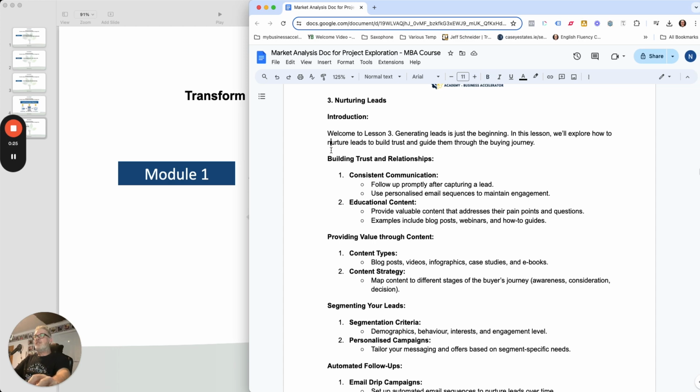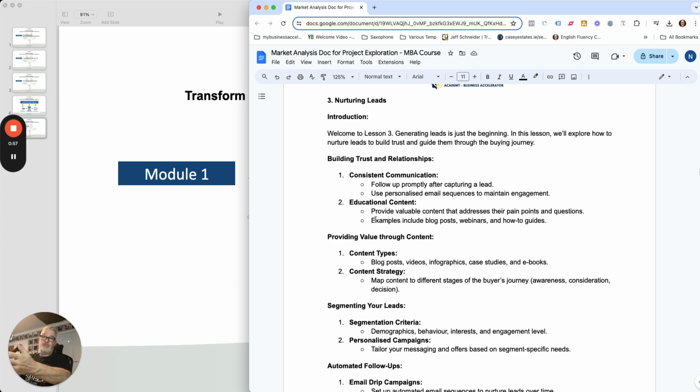my notes here. So first of all, obviously, we're going to need to build trust and build relationships. That's kind of a really necessary part of the sales process. You know, people are not going to do business with you unless they trust you. So we need to figure out a way to ensure that our communication is consistent. We follow up promptly after capturing a lead. We use personalized email sequences to maintain engagement.